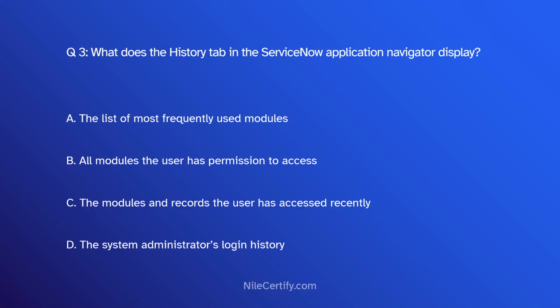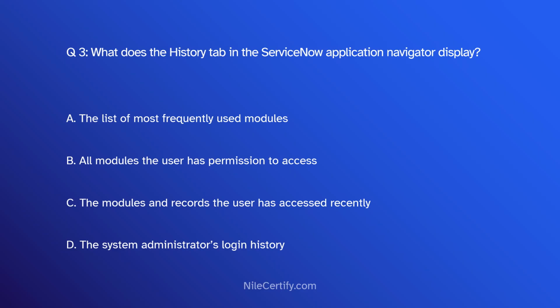Option D, the system administrator login history. And this one is way off on purpose. Login history for users, including admins, is a security and auditing feature. You would look at that through system logs or security related modules, not through the application navigator History tab. Also, notice the scope. The question is about what any user sees in their navigator, not what an admin sees in a security log. So D is incorrect.